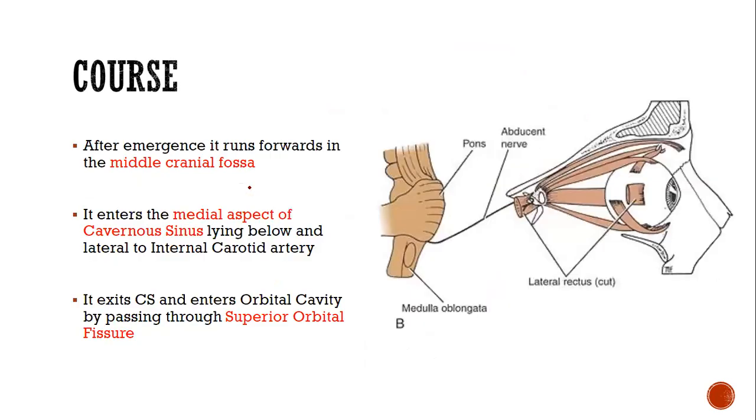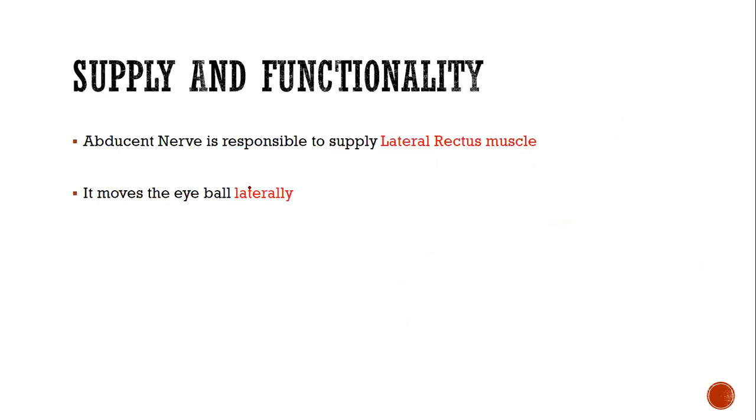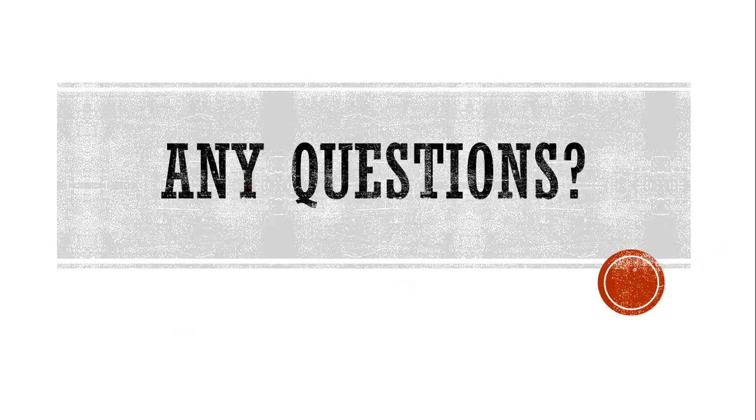Then again, it follows a similar route. The only difference is that the moment it exits the CNS, it enters the medial aspect of the cavernous sinus cavity. And the moment it exits the cavernous sinus cavity, it enters the superior orbital fissure and enters the orbital cavity and supplies one muscle known as the lateral rectus, which, as the name suggests, is responsible to move the eyeball laterally. So this was all about the three great nerves responsible to move the eyeball.